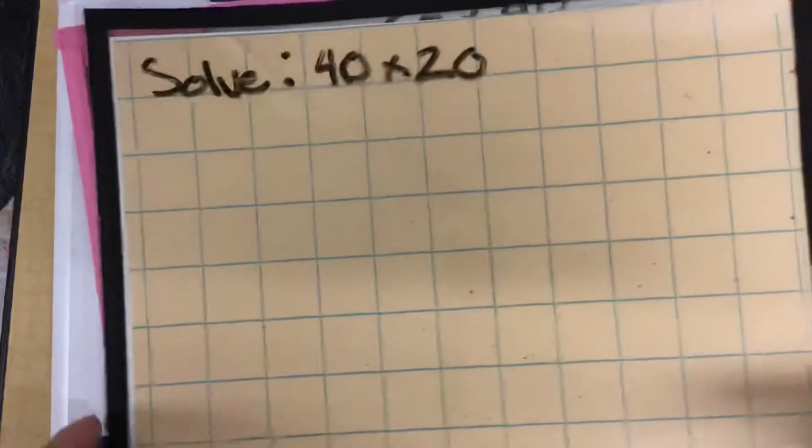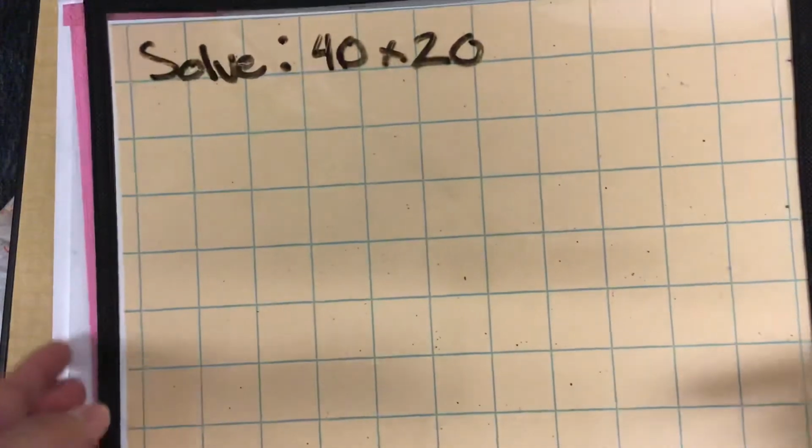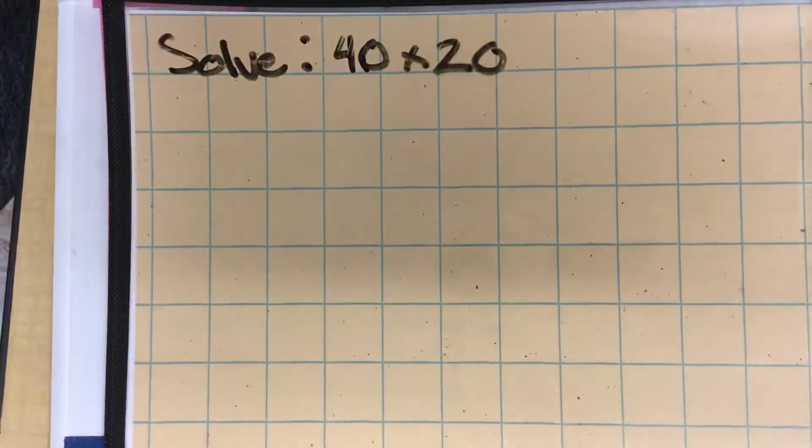Now I'm showing you this on grid paper just to show you what it would look like. But in the end, we're not always going to have grid paper. So we're going to need to figure out how we can do this without grid paper, but I'm going to show you with the grid first.